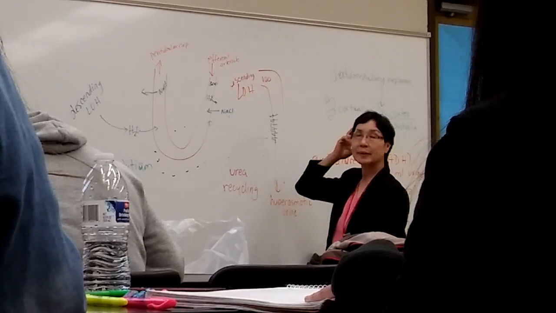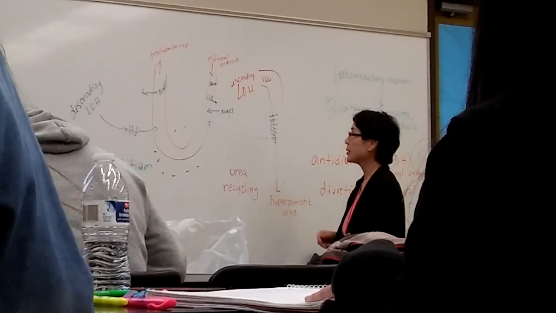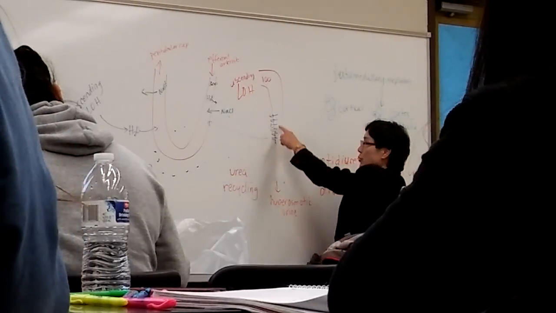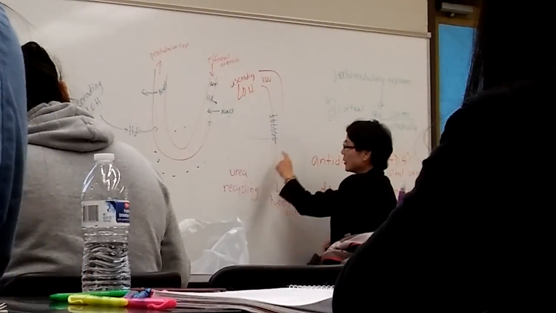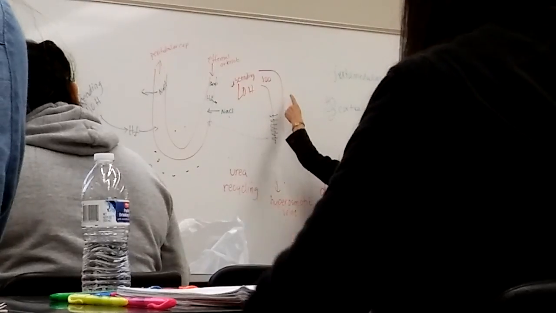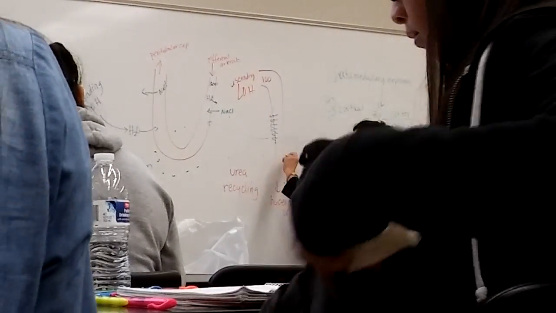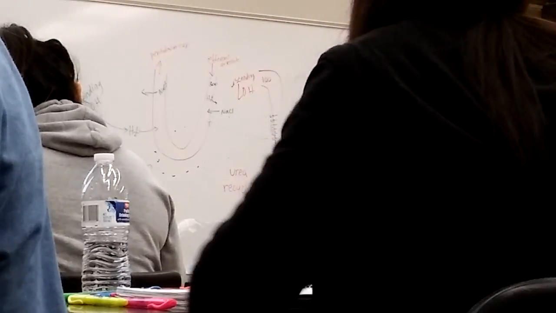But it can be reabsorbed, like in the PCT, where you might have a little bit reabsorbed. You can also have it reabsorbed here in the collecting duct. And so your ascending loop is sitting right here. So the small amount of urea that's reabsorbed is insignificant unless ADH is present.